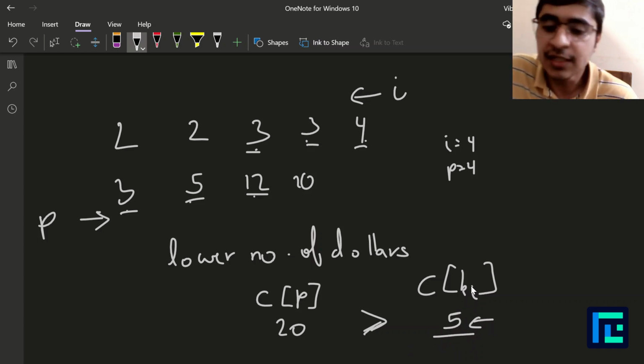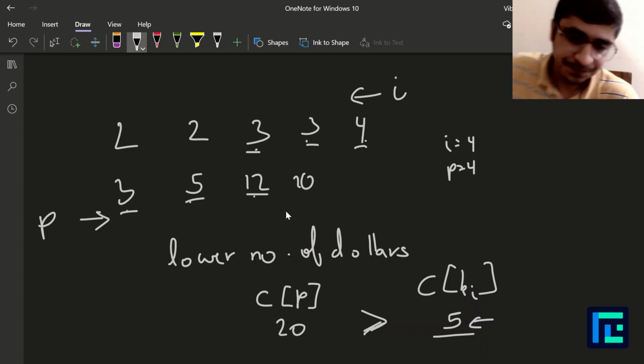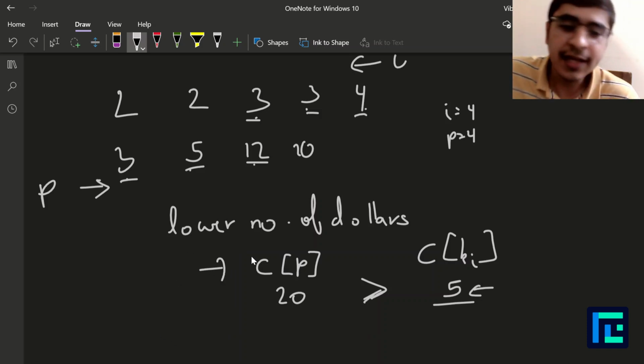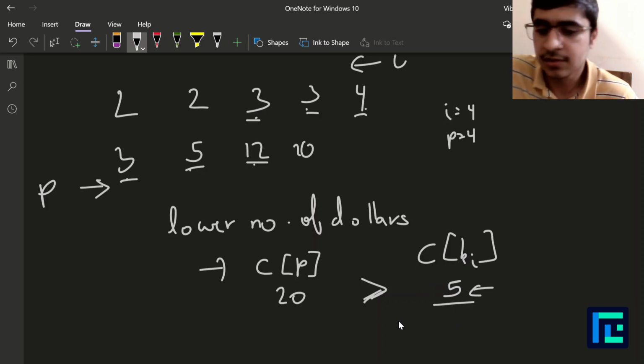I should start giving them CKI dollars directly rather than spending CP amount on a present. So this is our stop condition. This is the condition where we will be like, at this point, I should start giving, or when this condition holds true, I should give the person CKI dollars.